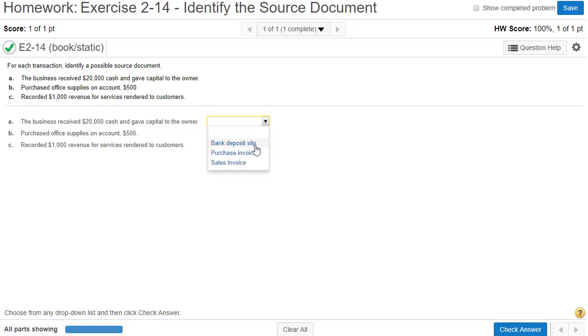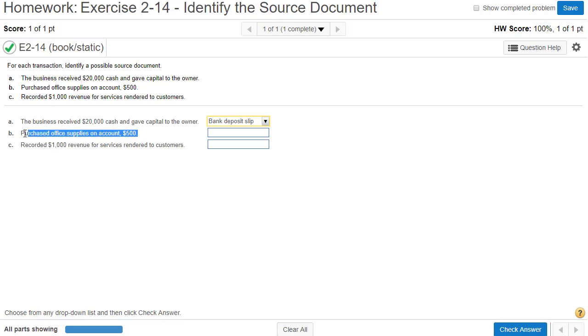Well, that would be the bank deposit slip. So in the real world, your boss would give you the bank deposit slip and say, this is my investment in the business. And then that bank deposit slip would say $20,000, and it would tell you which checking account, which is also called the cash account, that it went into.